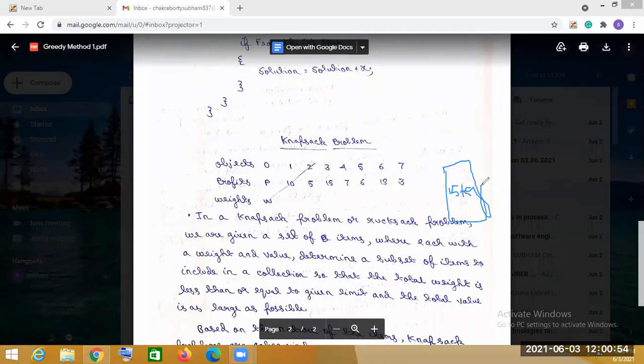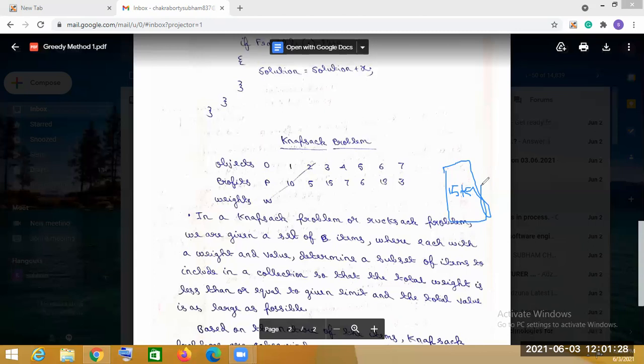But if the number of objects is greater, then if we consider all the objects' weights together, the total weight will be greater than the weight of the bag. Then we cannot take all the elements into it, because the bag has some limit.